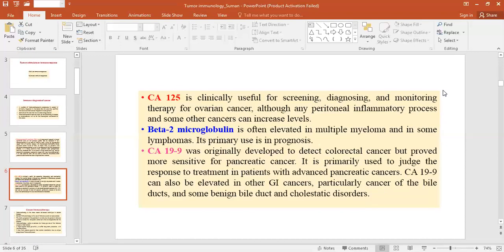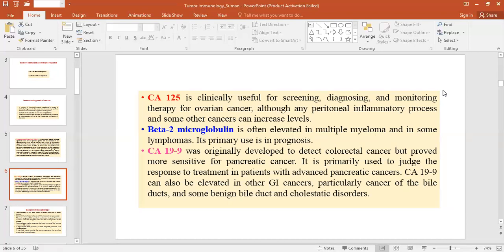Next one is CA125. CA125 is clinically useful for the screening of and diagnosis and also monitoring the therapy of ovarian cancer. Although any peritoneal inflammatory process and some other cancers can also increase the level of CA125, it is specific to ovarian cancer. Beta 2 globulin is often elevated in multiple myeloma and in some lymphomas. So its primary use is in the prognosis.